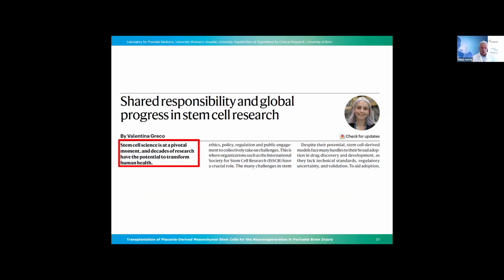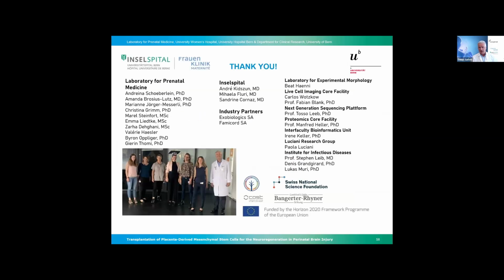And I think with this, I want to close with this citation by Valentino Greco, saying that stem cell science is at a pivotal moment and decades of research have the potential to transform human health.